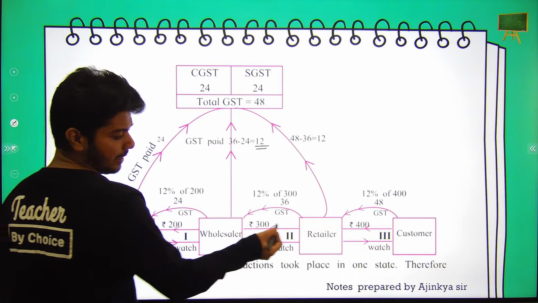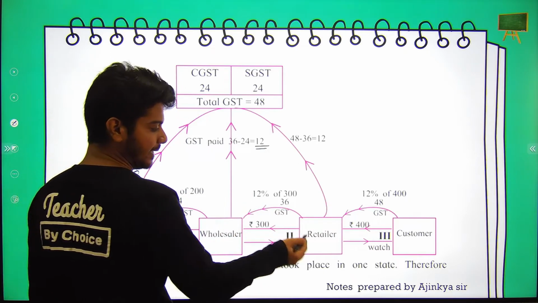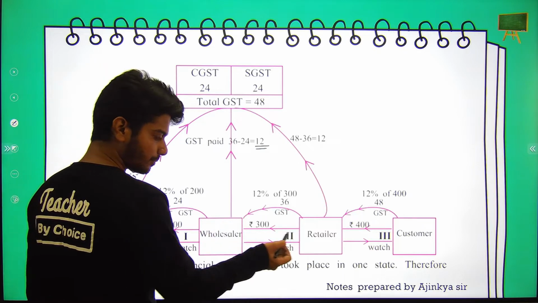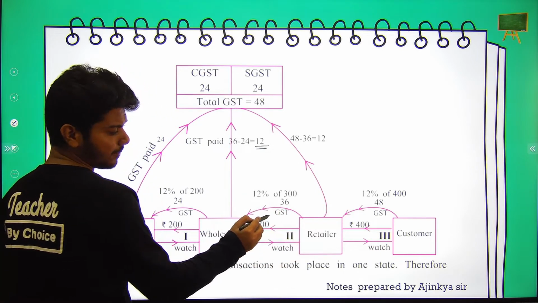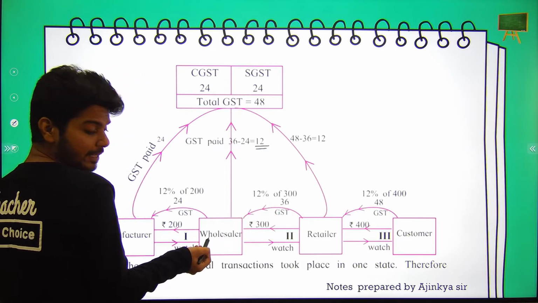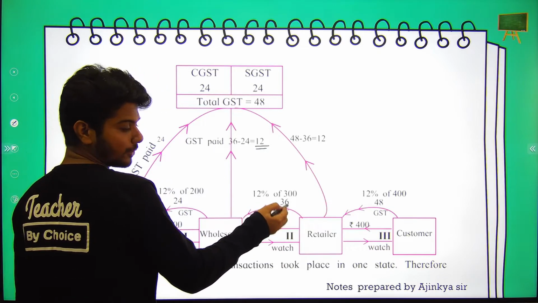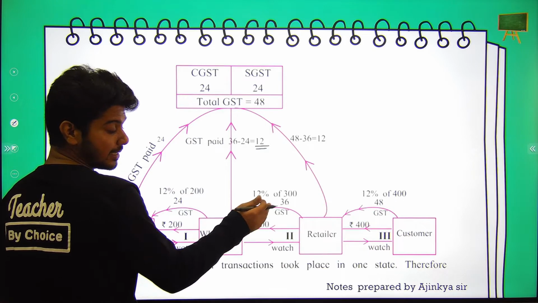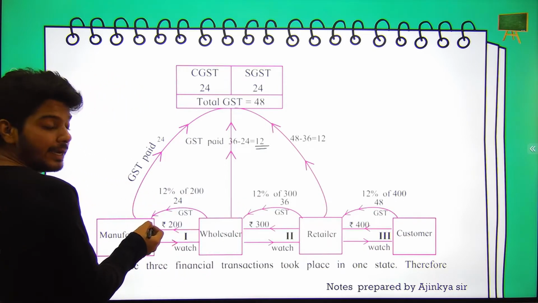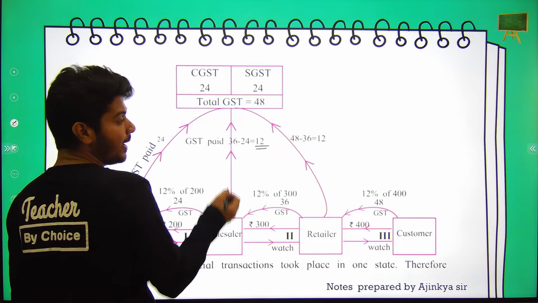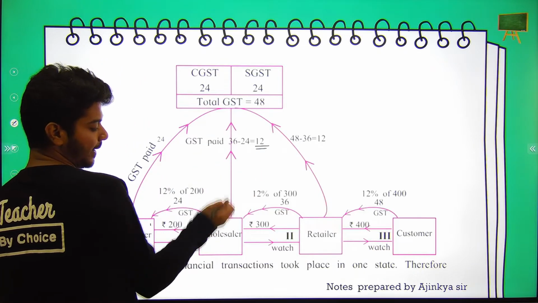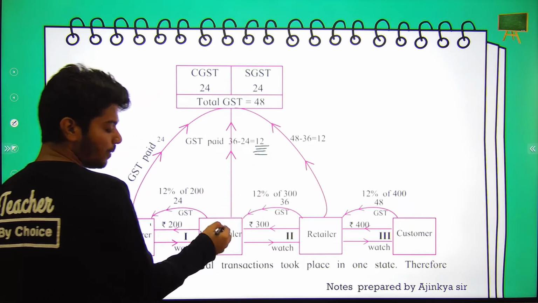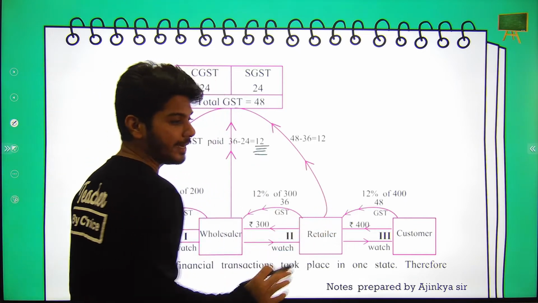Now the retailer is paying 300 rupees, and he is paying a tax of 36 rupees. Who is paying 36 rupees? The wholesaler is paying a tax of 36 rupees. Out of these 36 rupees, he has already paid 24 rupees of tax, and 12 rupees will be paid as tax. Total tax paid will be 12 rupees, by the wholesaler. Now let's talk about the retailer.